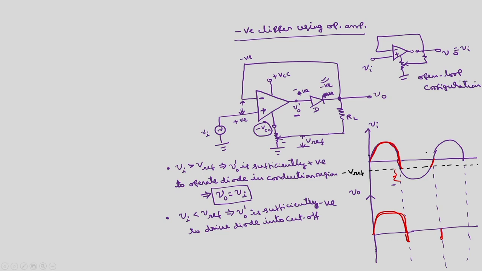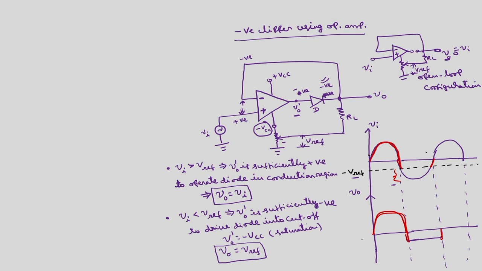In open loop configuration, gain is high, so V0 dash will be almost saturated. This is minus VCC, this is saturation. And what about V0? This is open circuit. This is V0, this is V reference. So there will be a small drop across RL. The entire other voltage will drop across this, and V0 becomes V reference.